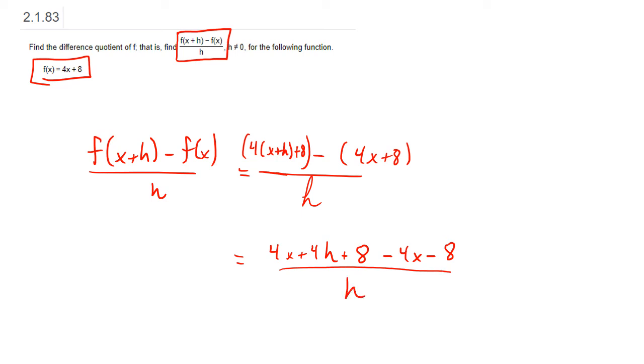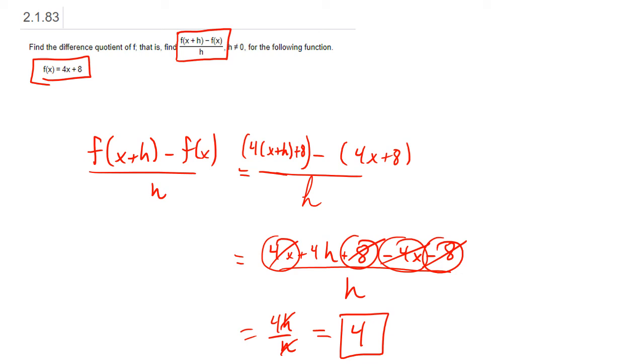In the numerator, observe, we have a 4x and a minus 4x. Those cancel out. We have a plus 8 and a minus 8. Those cancel out. So we have 4h over h, and since h isn't 0, we can cancel this out and just get 4. The difference quotient for this function is exactly 4.